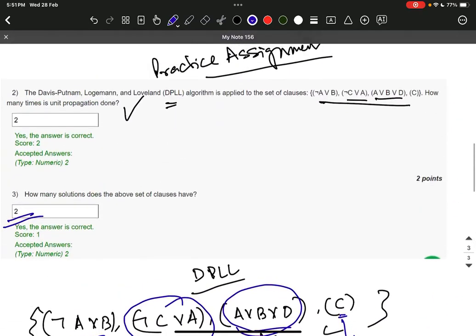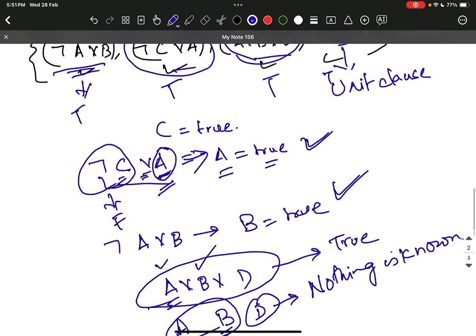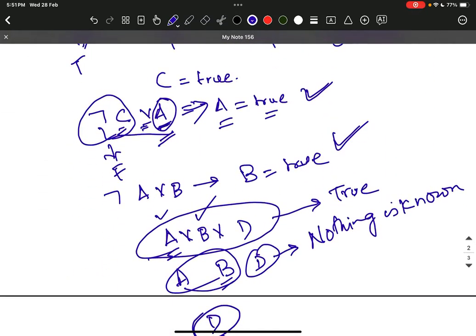Okay. Now what is said in this question? How many times is unit propagation done? How many unit propagations were there? Oh, this is one time, and this one is the second time. Two times we got the unit propagation.